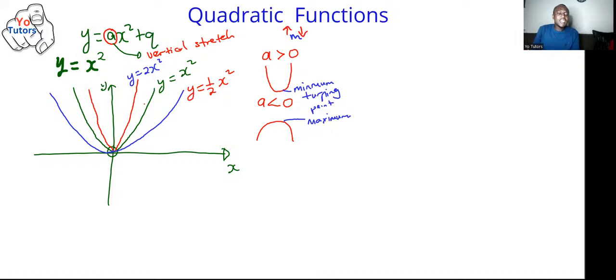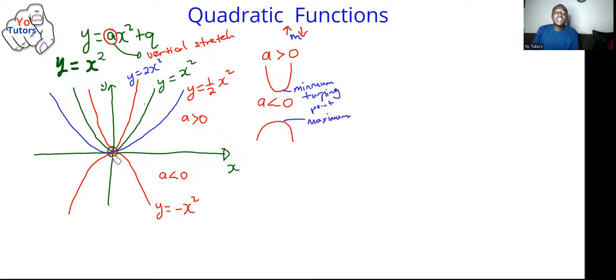Now let's see how it looks when a is negative. When it's negative, it faces down like that. That's how the shape looks. Here a is above 0, but a here is below 0. Okay, so this is more like y equals negative x squared.